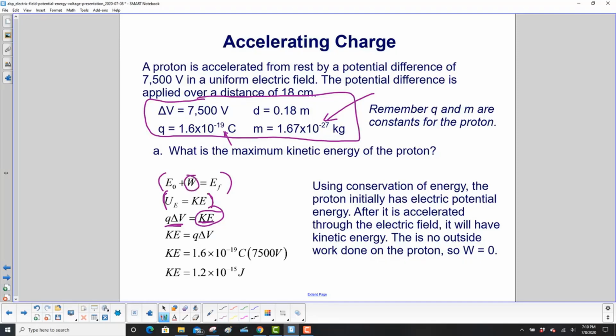So here's our work guy. That's why we got rid of him pretty quick. So kinetic energy is Q delta V. Here's our Q. Here's our delta V. And the kinetic energy is 1.2 times 10 to the minus 15th joules.